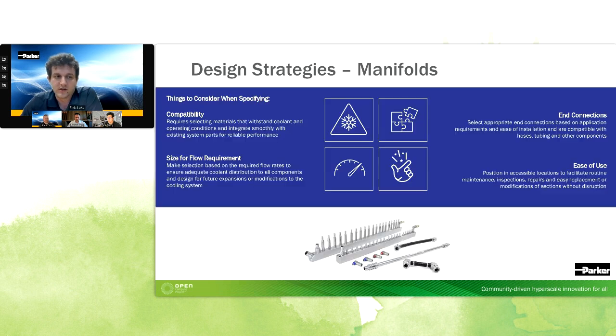On the next one, we're going to talk a little bit about manifolds. The manifolds are a big component of every rack or every data center system. And one of the main things you want to focus on with your manifolds is the size for your flow requirement. Your manifolds cannot be too big, because then they won't fit inside the IT rack, and they cannot be too small because they will not give you the adequate flow performance that you are looking for. So when looking for manifolds, you have to make sure that your sizing is appropriate, and it's going to be the first thing that comes to mind.